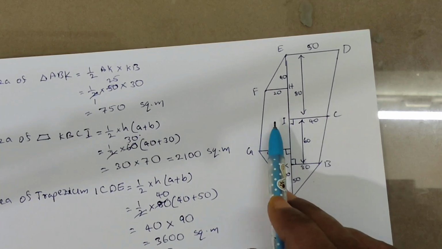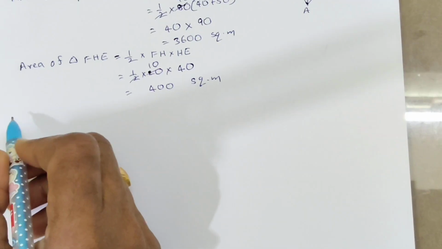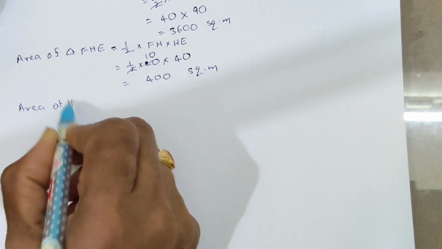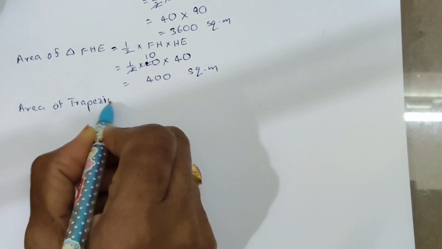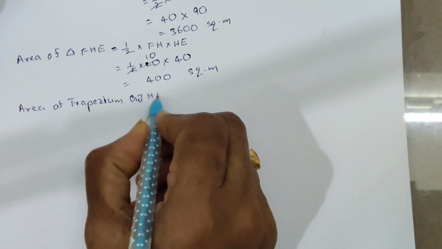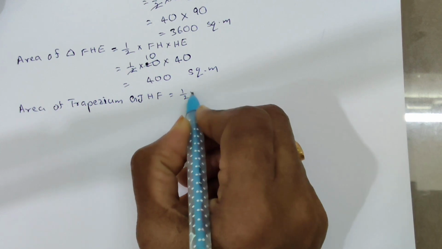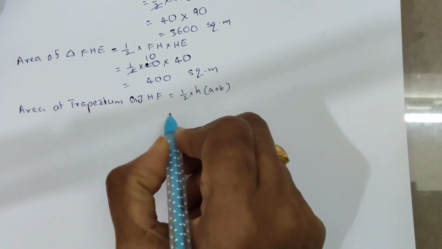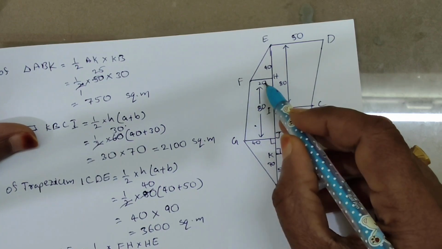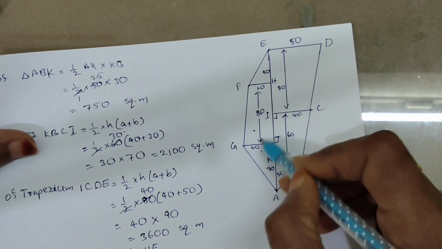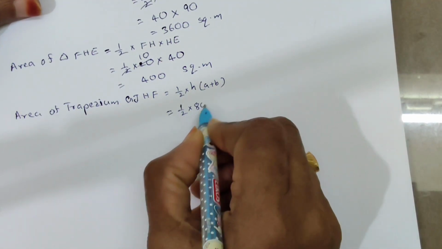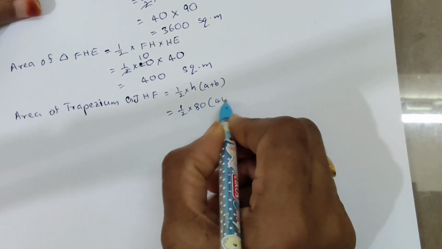Here this trapezium area equal to, next area of a trapezium GJHF is equal to 1 by 2 into h into a plus b. So that equal to, here height is 80, parallel sides are 20 plus 40. These two are the parallel sides. So 1 by 2 into 80 plus parallel sides are 40 plus 20.